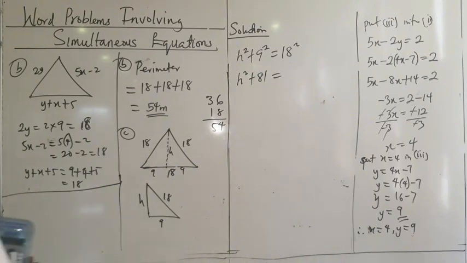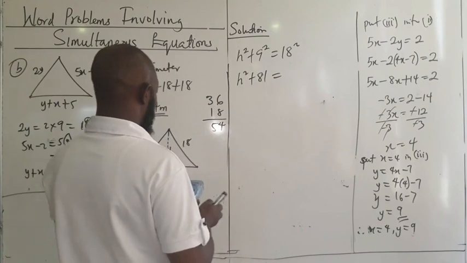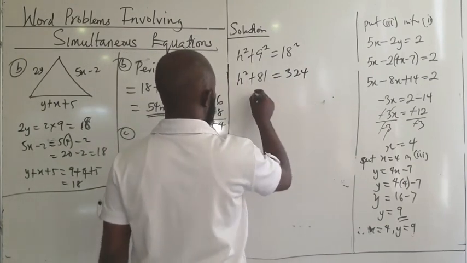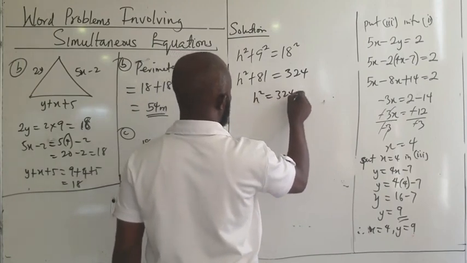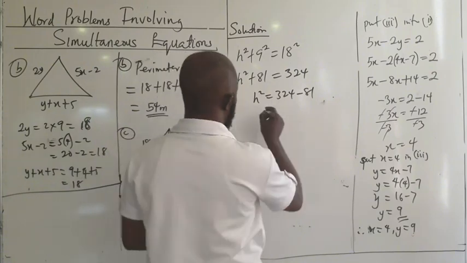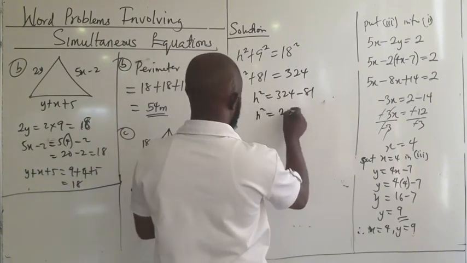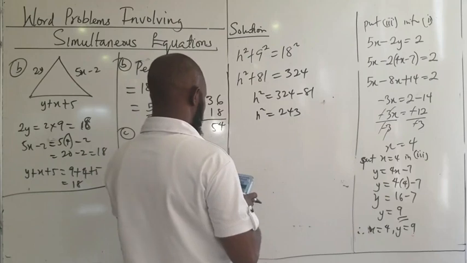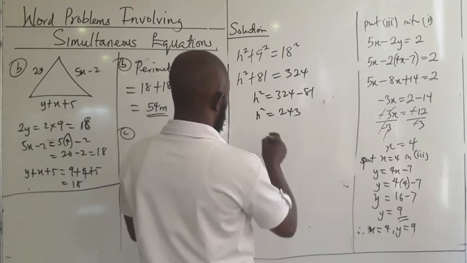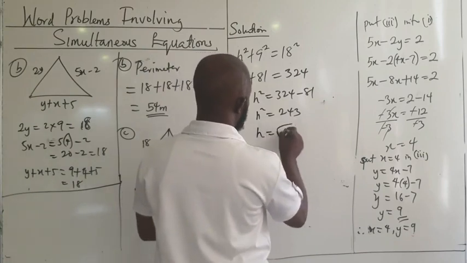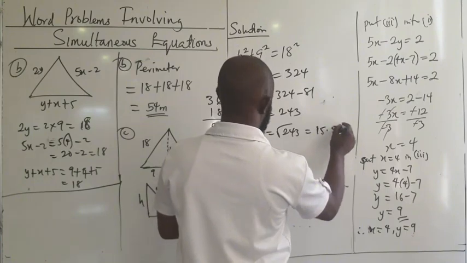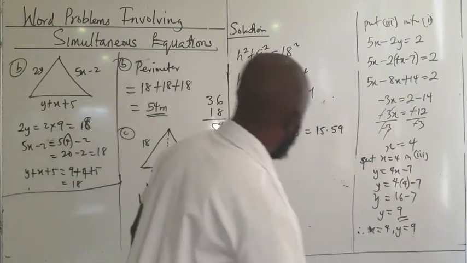So 18 squared equals 324. That means h squared equals 324 minus 81. So minus 81, and we have h squared equals 243. The square root of 243 will give us 15. That is h equals square root of 243, and that gives us 15.59. Let's have it this way, 15.59.